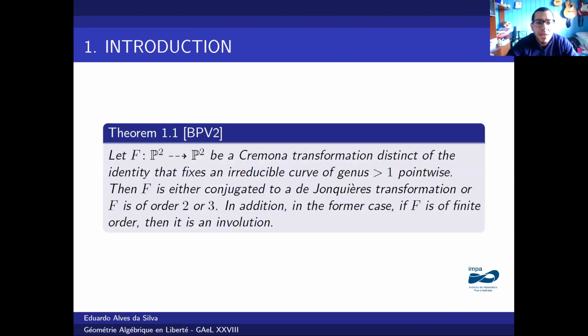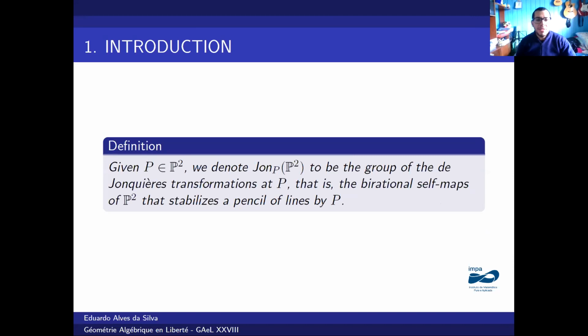What the authors did was to make this statement by Castelnuovo more precise. Under the same conditions, consider F a Cremona transformation distinct from the identity that fixes an irreducible curve of genus greater than one pointwise. Then F is either conjugated to a de Jonquières transformation, or F is of order 2 or 3. That is, they eliminated the possibility of F having order 4. And in addition, in the latter case, when F is of finite order, it is an involution. But okay, this is a more precise statement.